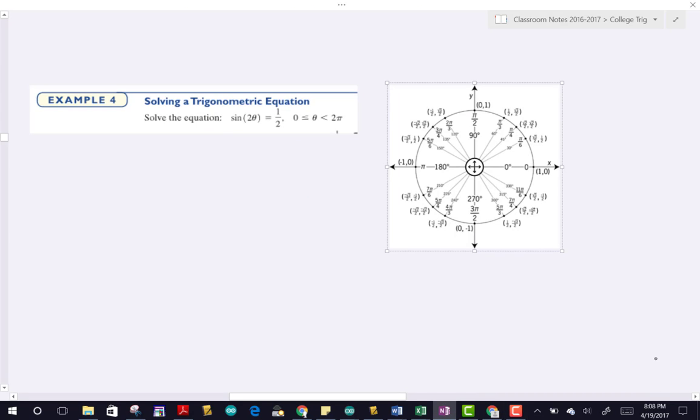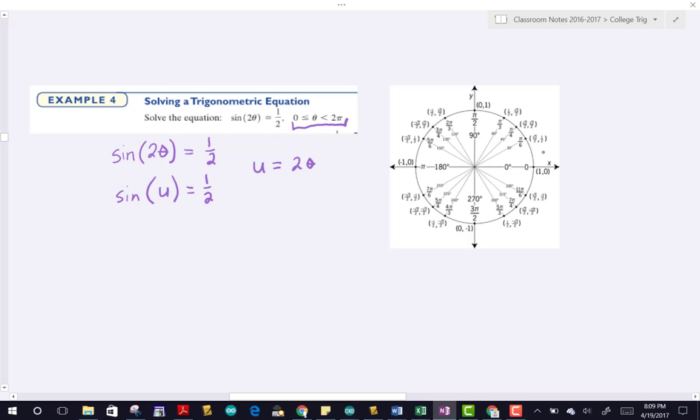Example 4 is an interesting one because this time something has been done to the theta inside of the function. We're still looking for solutions on the interval from 0 to 2 pi. And I'm going to think about this with u substitution. So I'm going to say, okay, well, I'm going to let u be equal to 2 times theta. So I want to solve the sine of u equals a half.